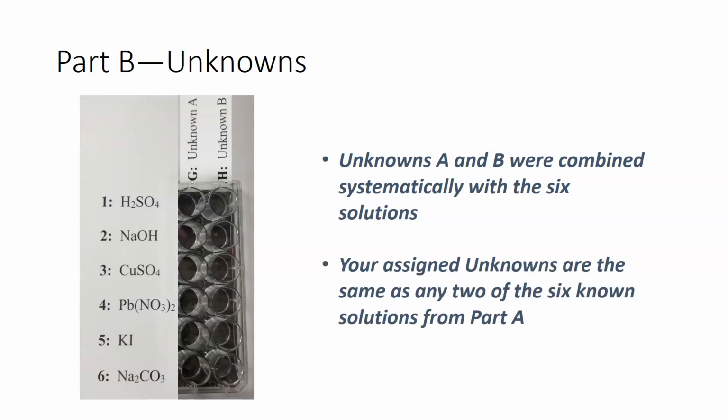Now, the thing you need to remember is that your unknowns A and B are 2 of those 6 solutions from part A. So really those columns G and H should match up with any of the 2 columns in your table from part A. You can compare the pictures in the data, and you can also compare your written observations of the results of this reaction. So I hope this video helps you visualize the reactions for a double displacement experiment in College Chemistry 1.